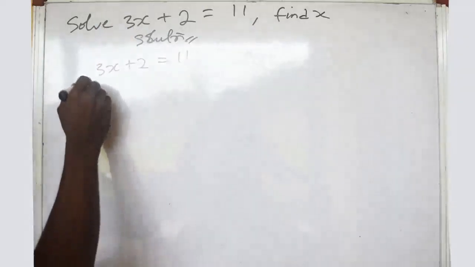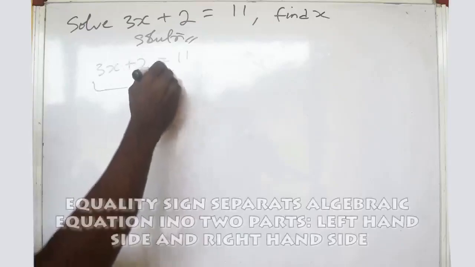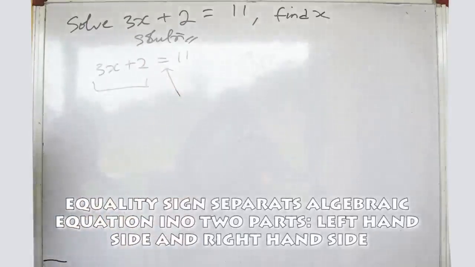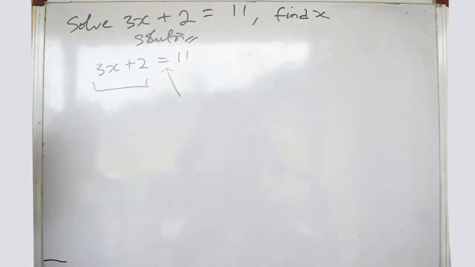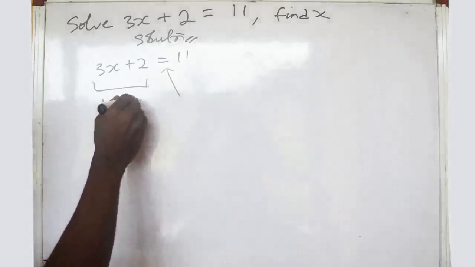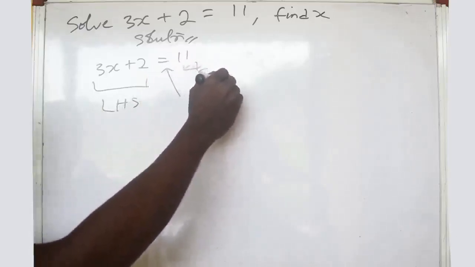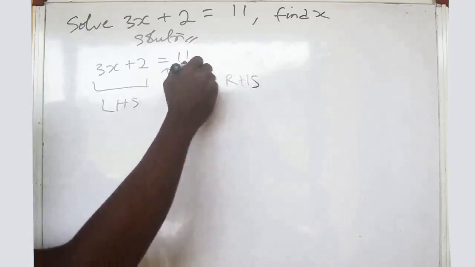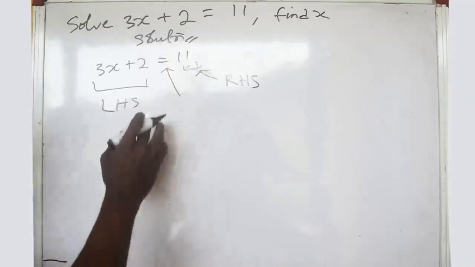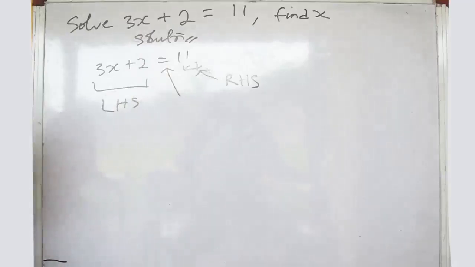You can recall the last time I told you that the equality sign separates an algebraic equation into two parts, the left hand part and the right hand part. This side is the left hand side, which I'll call LHS. This side is the right hand side, which I'll call RHS. This is the equality sign, which separates these two. I also advise you to watch my video on introduction to algebra so that you get this picture right away.